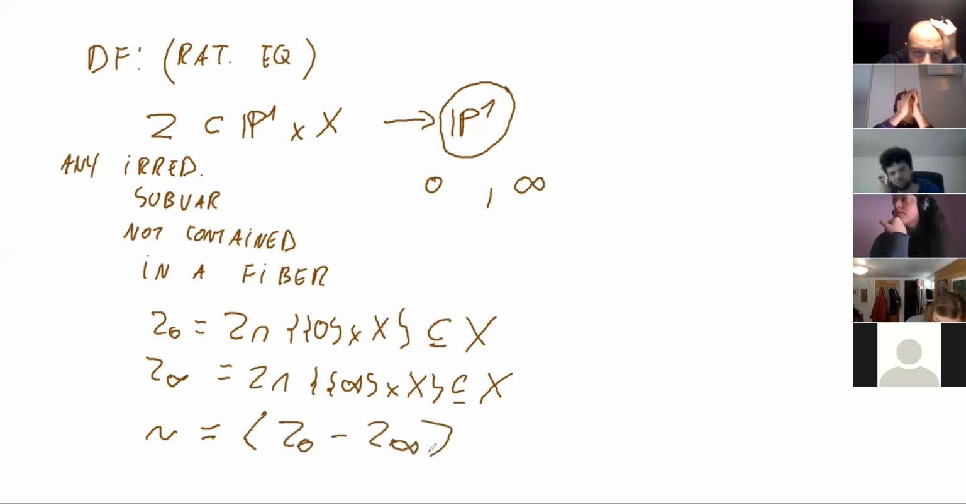So if you have your family, every fiber looks something similar to Z0 or Z infinity, and we identify all those fibers. We say that in the Chow group, they are the same, okay? So this is a very important definition of a Chow group. If there are questions, if something is completely not clear at this point, it might be good to ask.